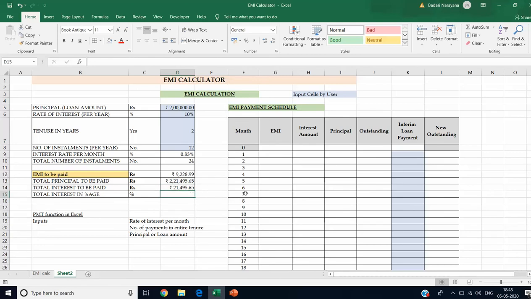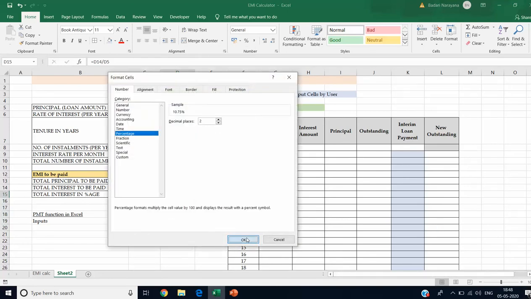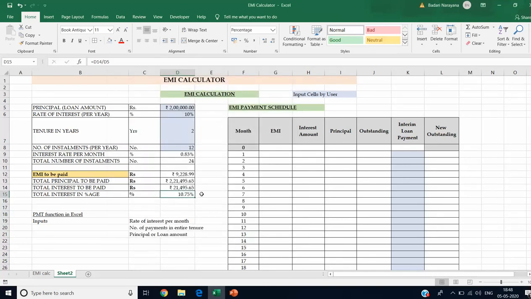So let us see what this number is percentage-wise. This is equal to the interest amount over the principal amount. Let us calculate this also in percentage. Right click, format cells and percentage. So I am going to pay 10.75% interest overall.